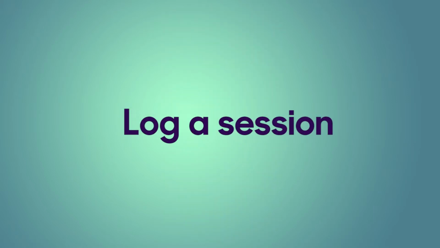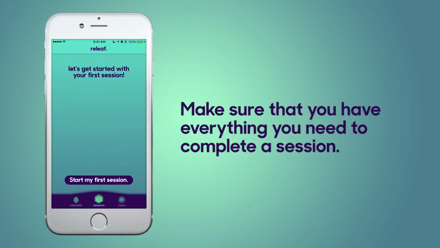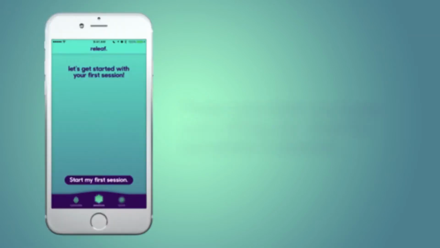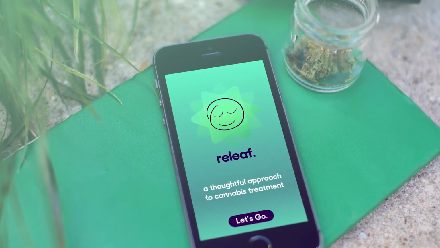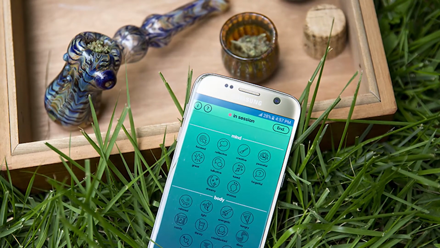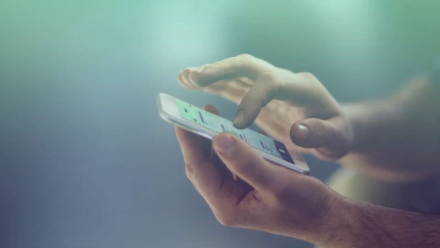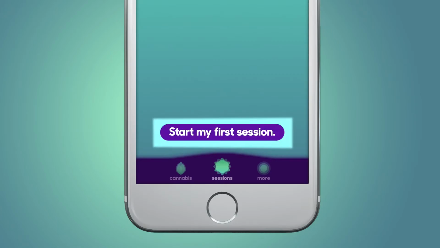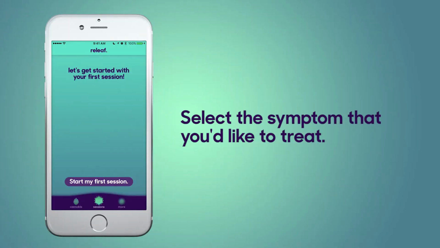Okay, let's go over the most important feature in the app, how to log a session. You'll want to make sure you have all the materials you need to complete a session. Your cannabis, with testing info if you have it, your equipment, if you're using any, and your app. Tap the Start My First Session button at the bottom of your dashboard to begin.